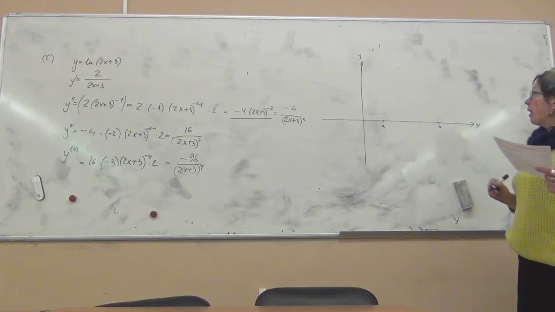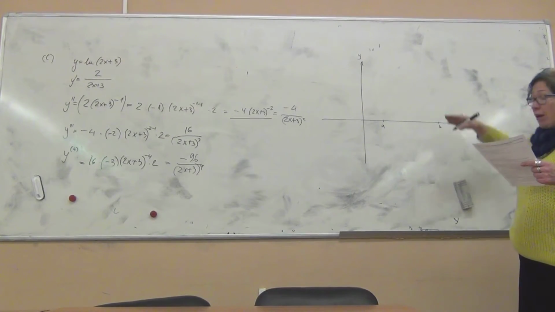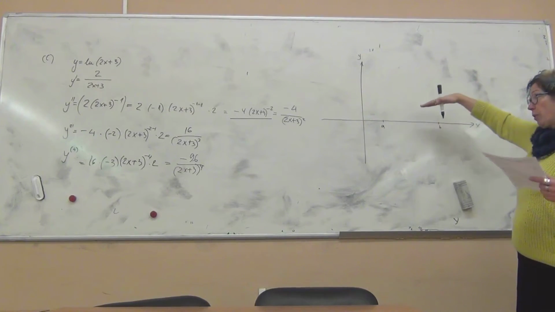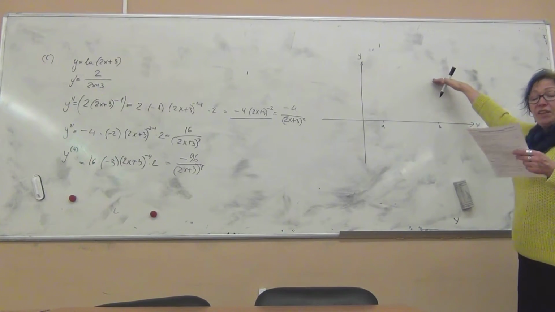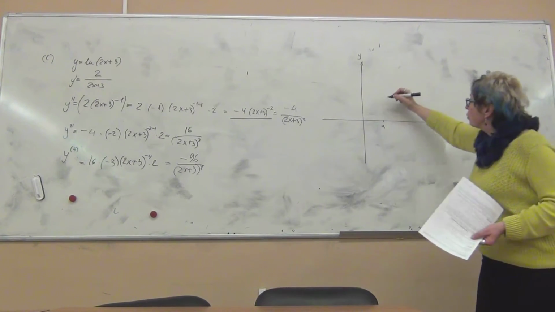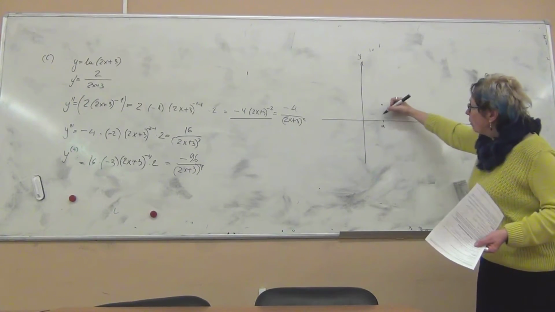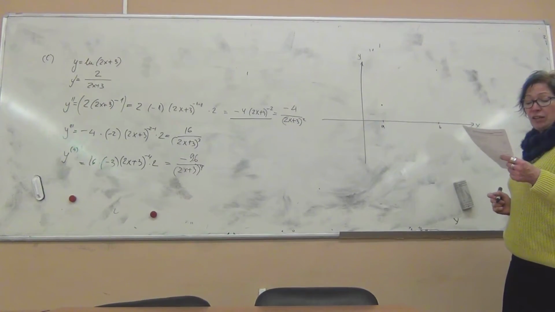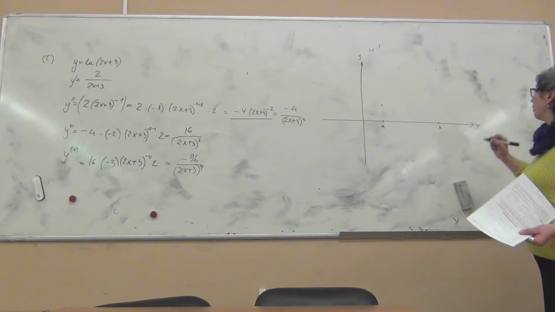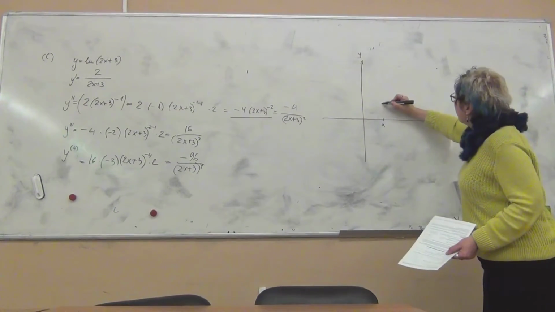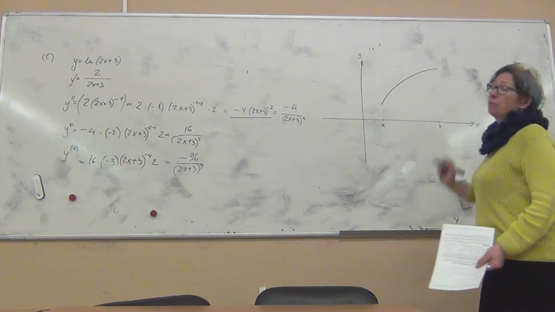Y is positive means the function is above the x-axis. The derivative is positive means the function is increasing. So I can say perhaps the value at A is this and the value at B is this. And the second derivative is negative, the graph is concave down. So the example would be this.